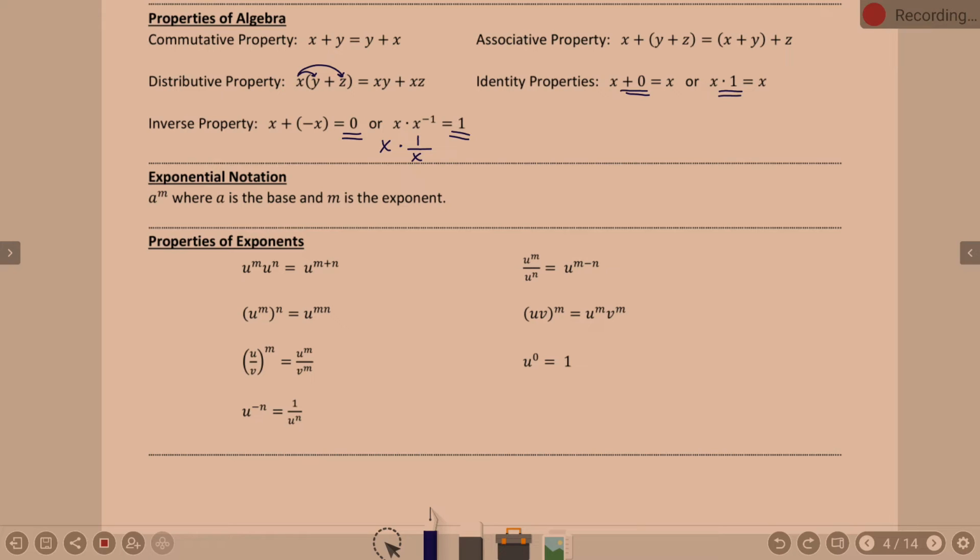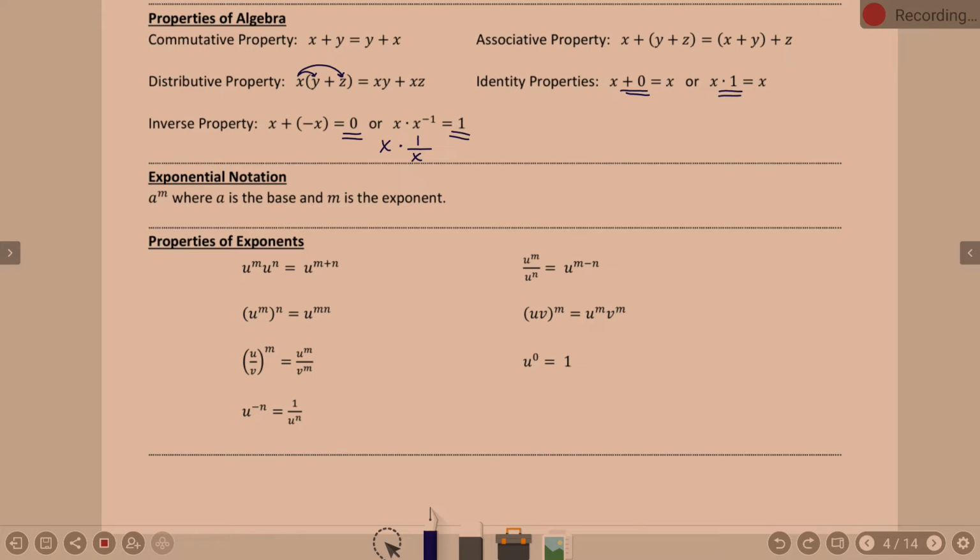(uv) to the m, that's just saying that the power that's outside goes to each piece of the base. So that m goes with the u and with the v. Those things are multiplied in there. This is the division version of this. The m goes with the u and with the v.